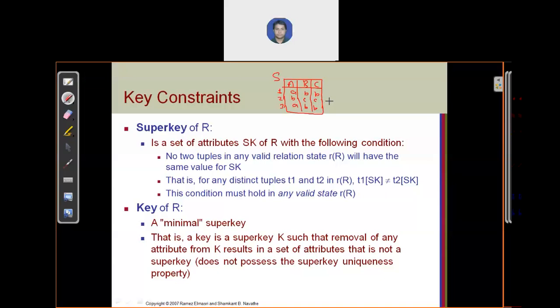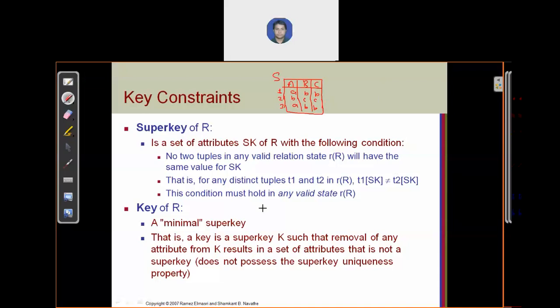Is it clear? My point is clear to all of you, what the key constraint is? If it is clear, you can write in chat. Always write in chat, yes or no, whatever your doubt. You can write in chat parallelly.